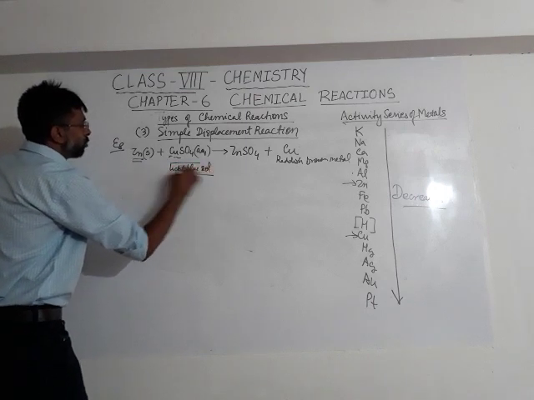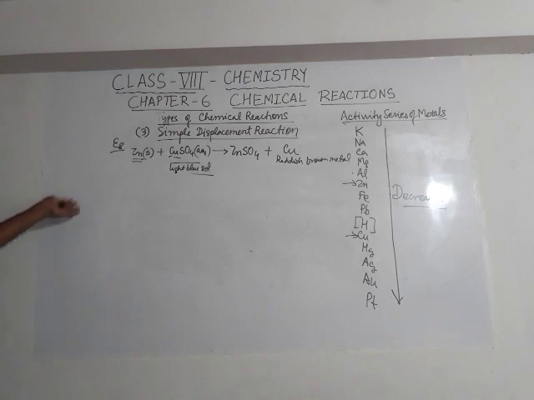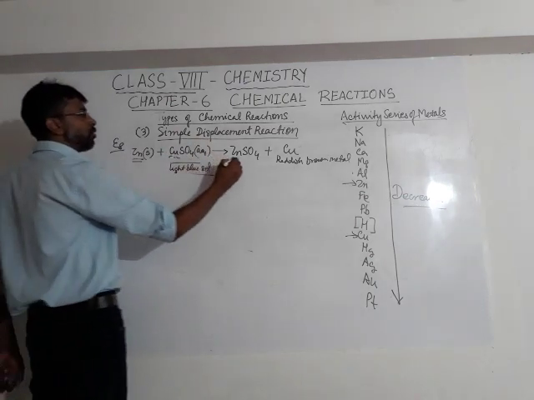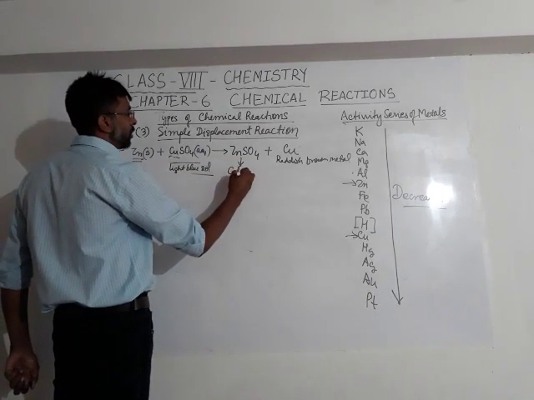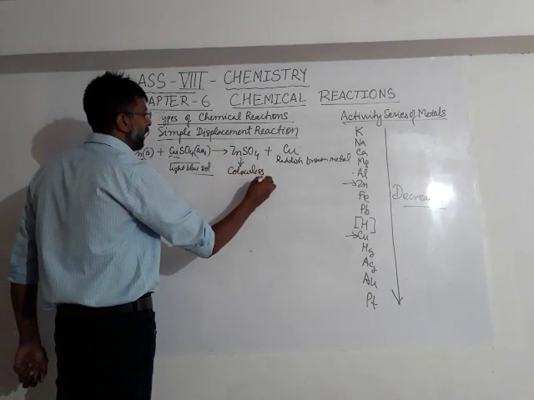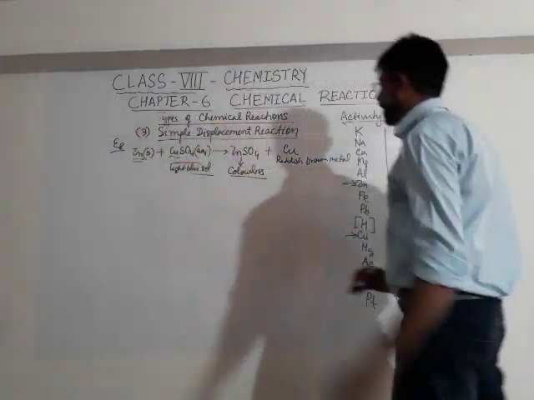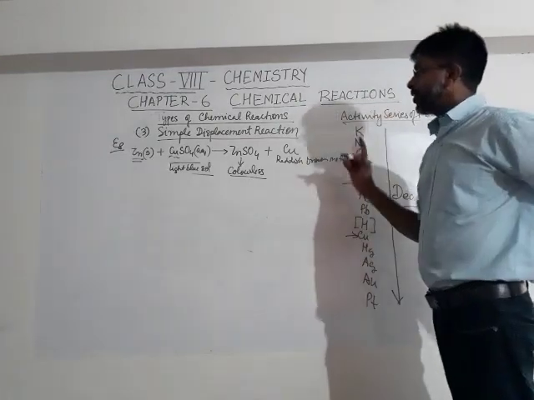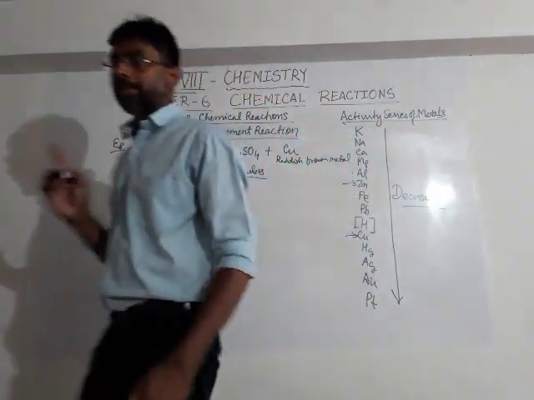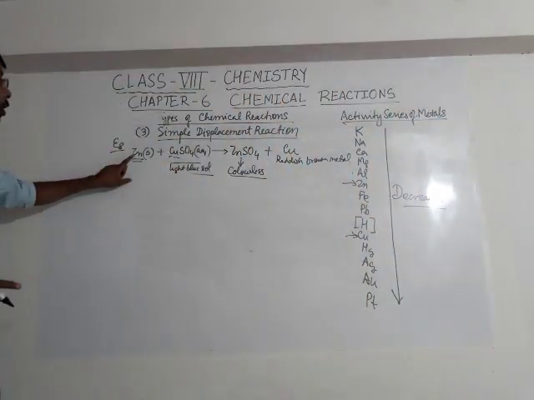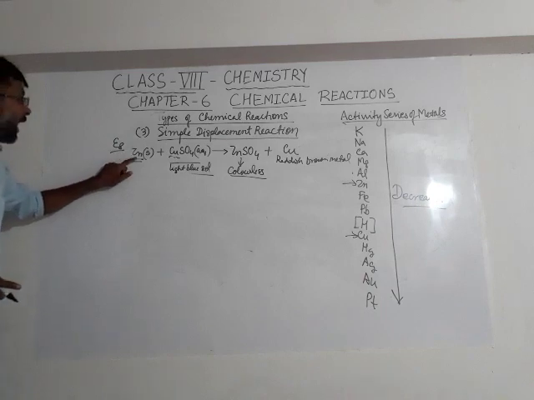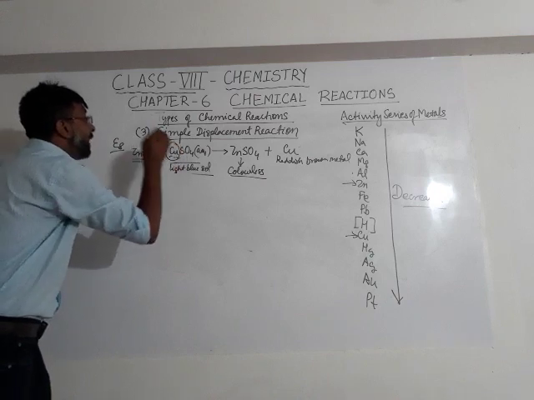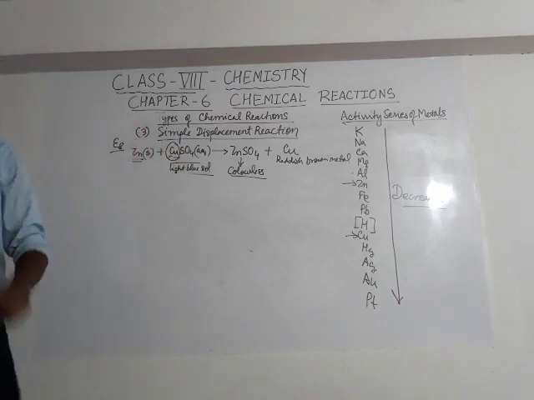So what happens? After the reaction has taken place, the light blue solution, copper sulfate, becomes a colorless solution, and in the colorless solution at the bottom of the container you will find reddish brown copper metal. This is the first example of a simple displacement reaction in which a more reactive metal displaces a less reactive metal from its compound. Please try to understand this nicely.